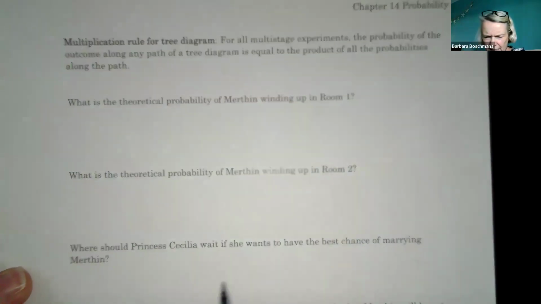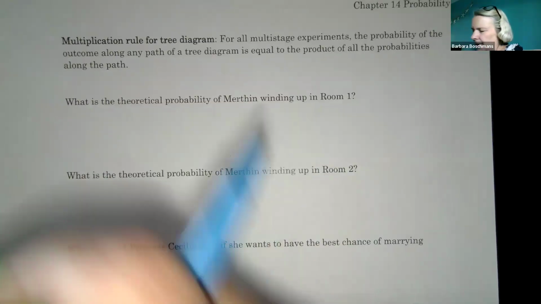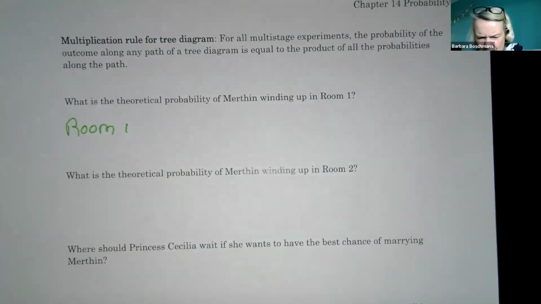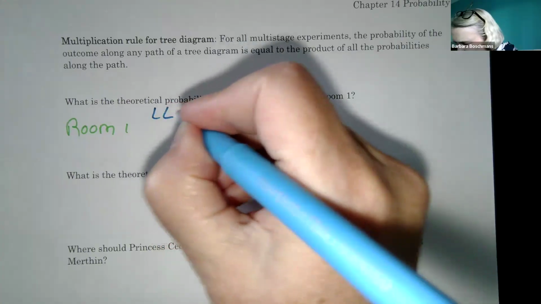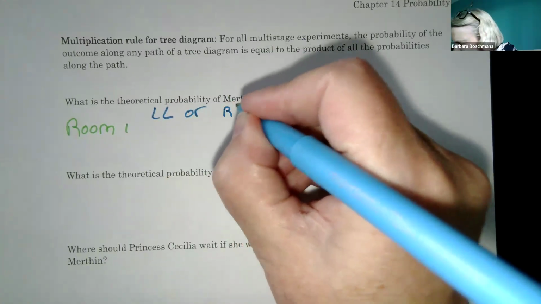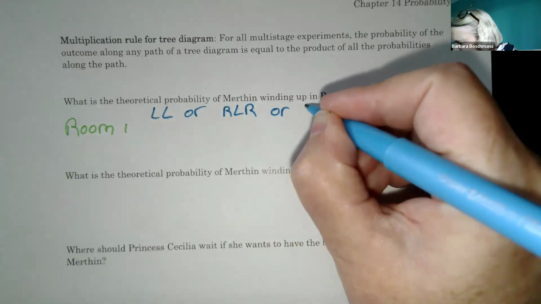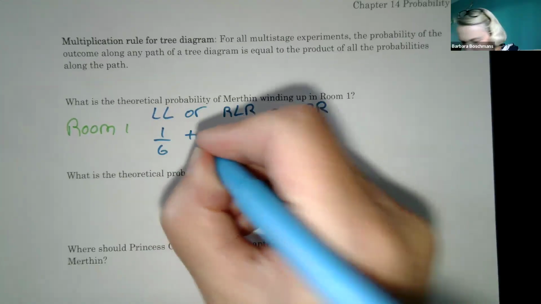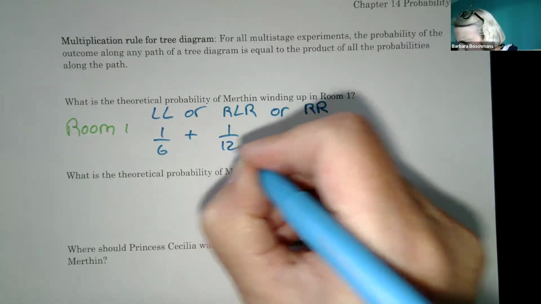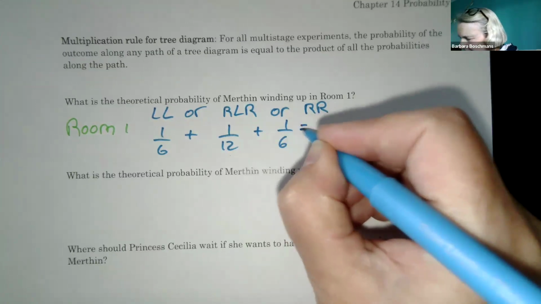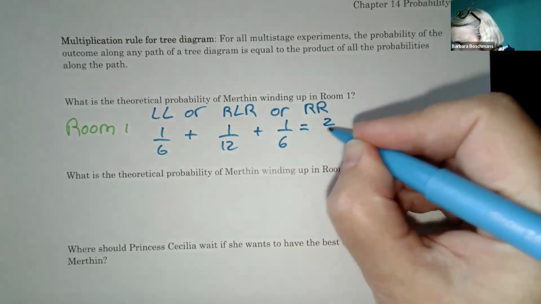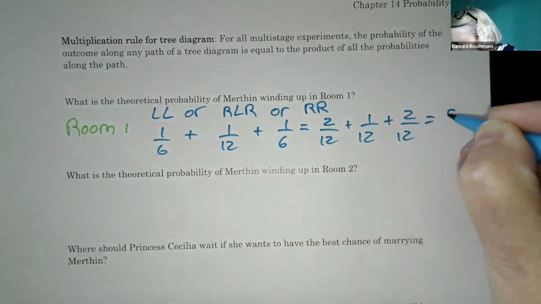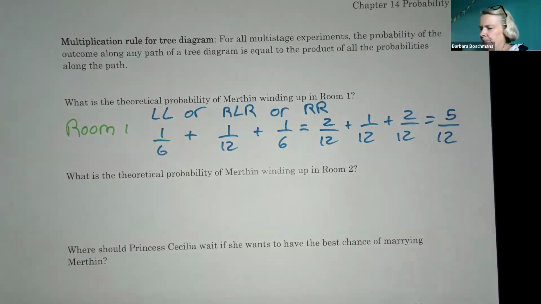So in room 1, I highlighted in green. So he either went left, left, or he went right, left, right, or he did right, right. And the probabilities of those were 1/6 plus 1/12 plus 1/6. Get a common denominator. So 2/12 plus 1/12 plus 2/12 is 5/12.